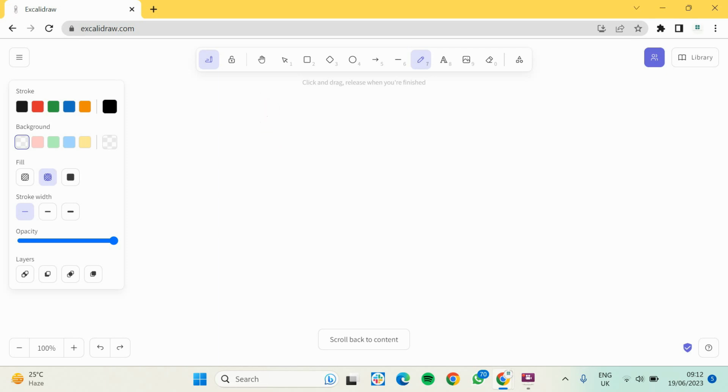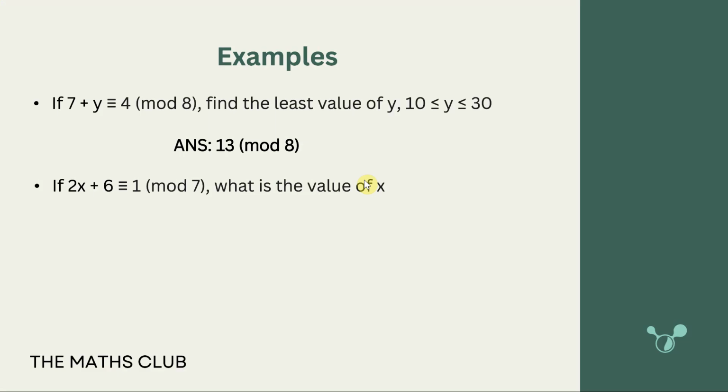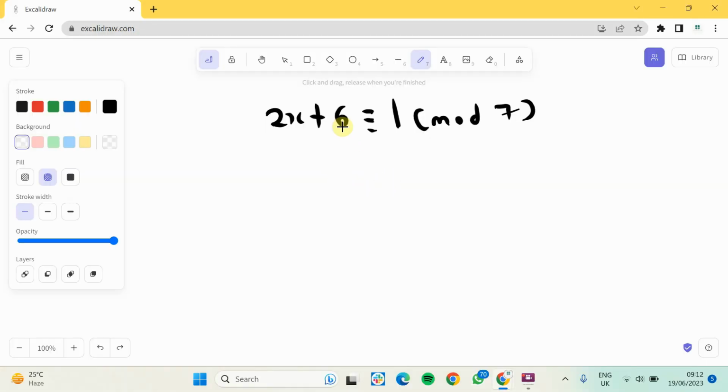So if 2x plus 6 is equal to 1 mod 7, what's the value of x? The first thing we're going to do is collect like terms. So let me just say 2x is equal to 1 minus 6, right? So 1 minus 6 is minus 5. You're owing somebody 6 naira and you pay the person 1 naira, so you're owing the person 5 naira now.